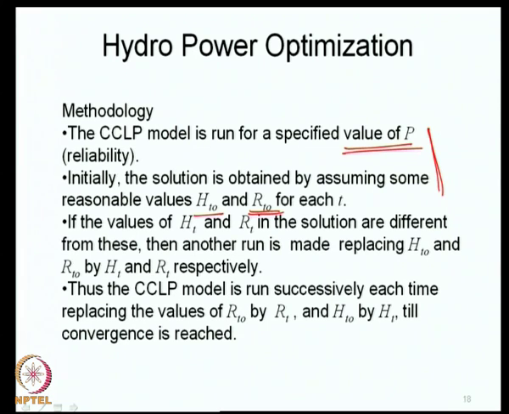So, the CCLP model we run successively until you converge. By converging, I mean RT naught becomes nearly RT and HT naught becomes nearly HT. Until that time, we run this model and then finally obtain the solution. So, that is the procedure.